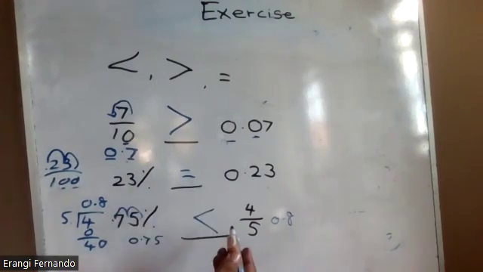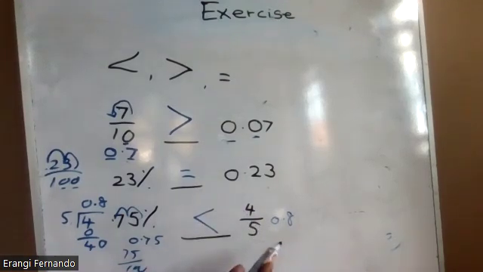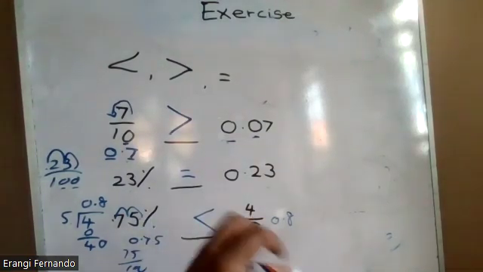If not, you can convert this one as a percentage also. Here the 75 over 100. How to convert this one into 100? You can multiply both the numerator and the denominator by 20. Then you can convert it into 100. But both ways, you will get the same answer. So the greater value is 4 over 5.